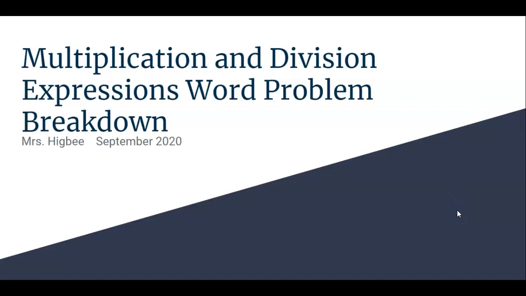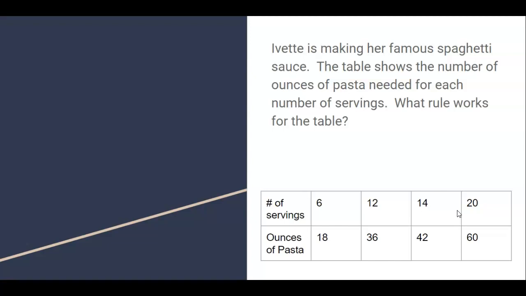This video is going to take a multiplication and division expressions word problem and break it down for you. So the question that we're going to use is this one. Yvette is making her famous spaghetti sauce. The table below shows the number of ounces of pasta needed for each number of servings. What rule works for the table?